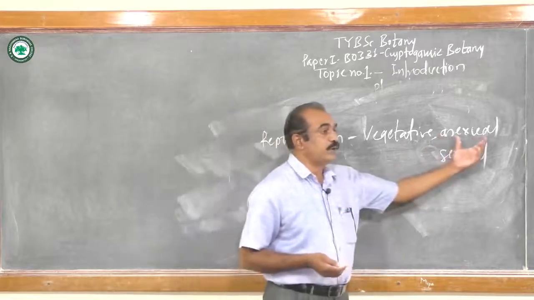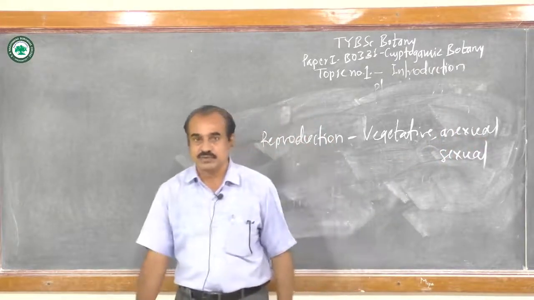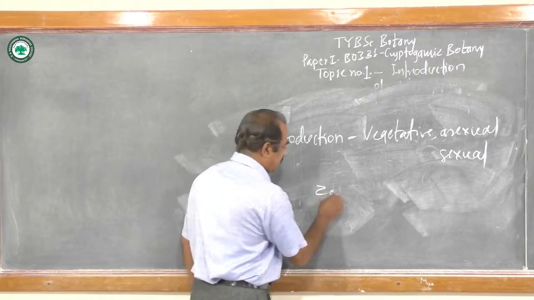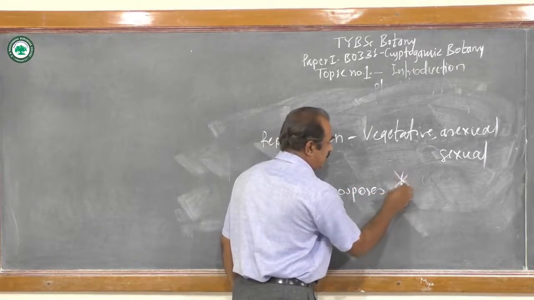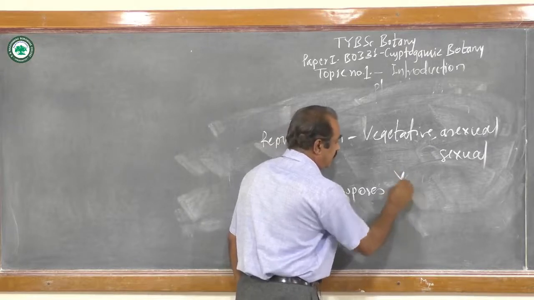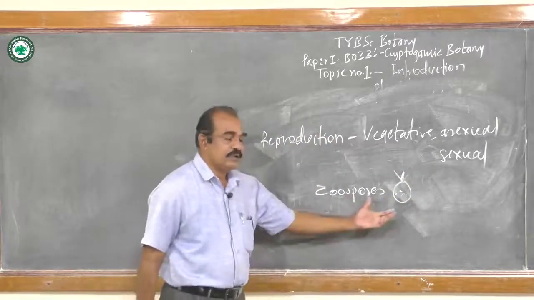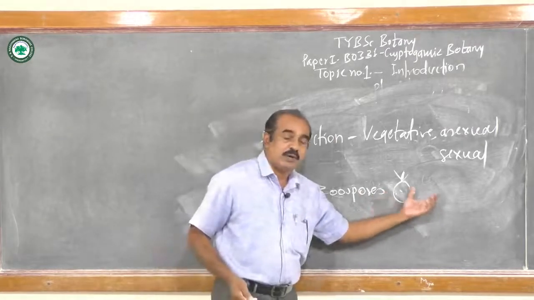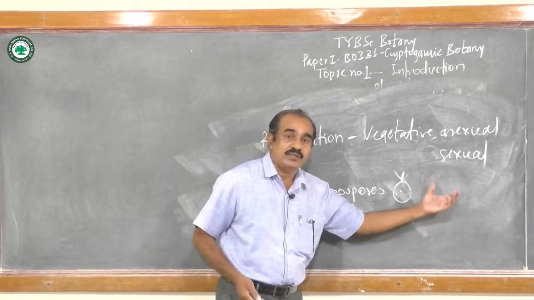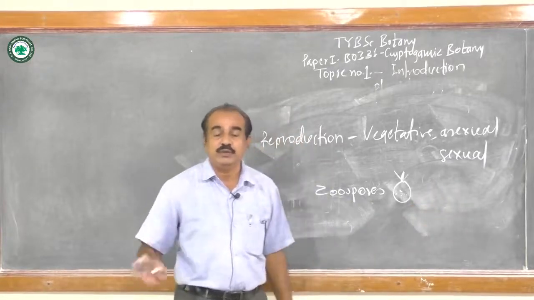Then asexual reproduction, it takes place with the help of spores. For example, zoospores are there. Zoospores. And the zoospore is like this. Now, this is a zoospore. A number of zoospores get formed, and each zoospore develops into a thallus, that is into a new alga or into a new fungus.